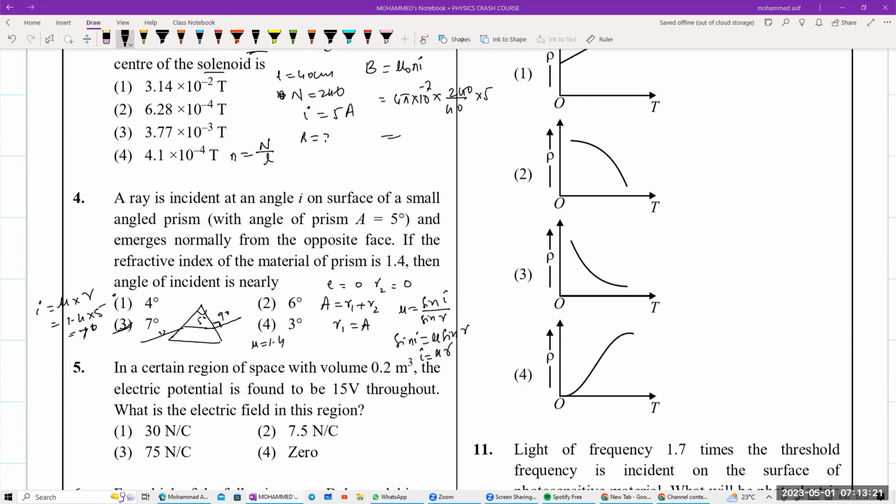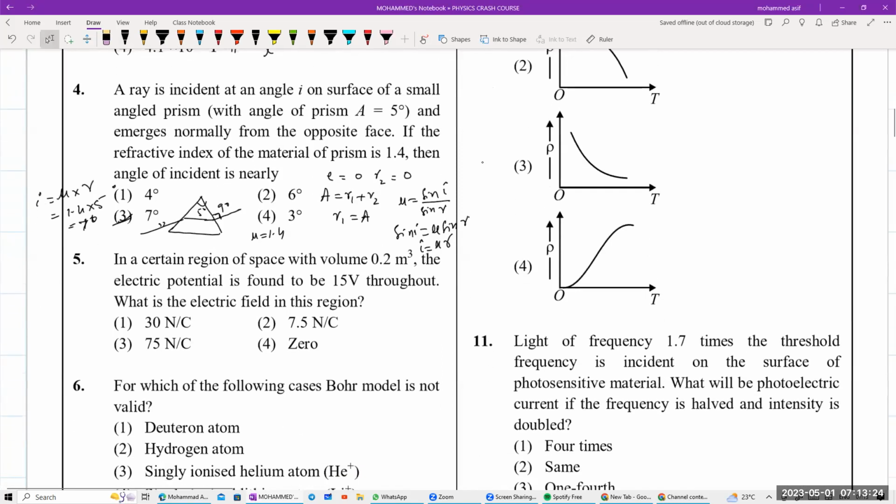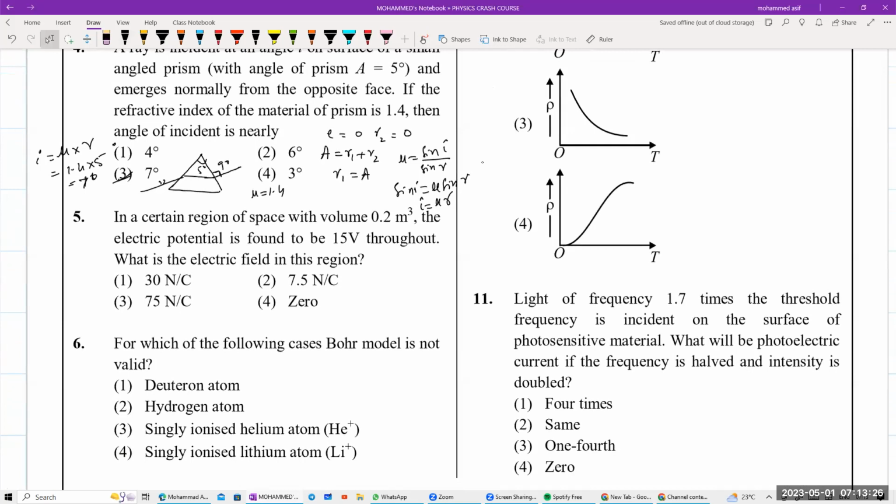Done. Check. Question number 5 is electrostatics.